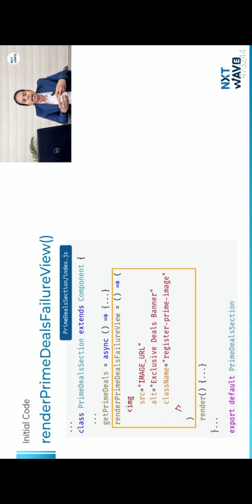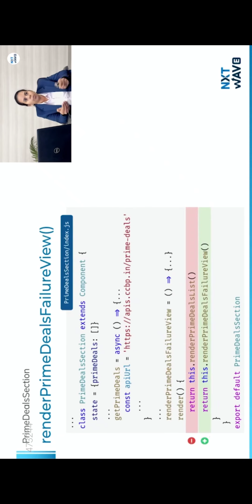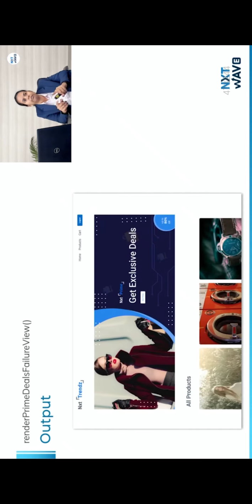Regarding the failure view, a method is already available for you in which we are displaying that poster. There you can see the exclusive deals banner. To have a look at how this failure view looks, in the render method, we will return this.renderPrimeDealsFailureView. Previously, we were displaying the prime deals list. Now let's have a look at the failure view. We are calling this method, which will give an output like this. There you can see get exclusive deals, a banner like that. Let's have a look at how the failure view looks.